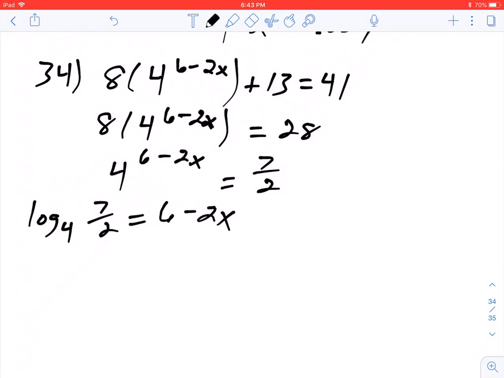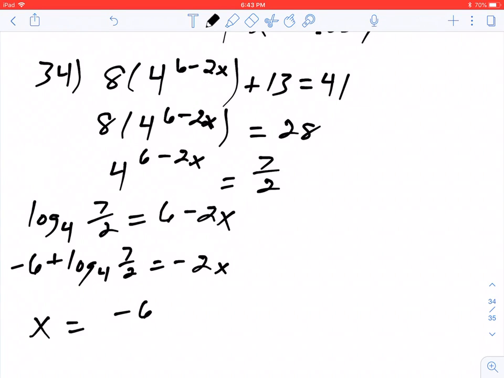Now from there, I need to get rid of the 6 by subtracting it. So we have negative 6 plus log base 4 of 7 over 2 equals negative 2x. And then I need to divide by negative 2. So I end up with x equals negative 6 plus log base 4 of 7 over 2, all over negative 2.